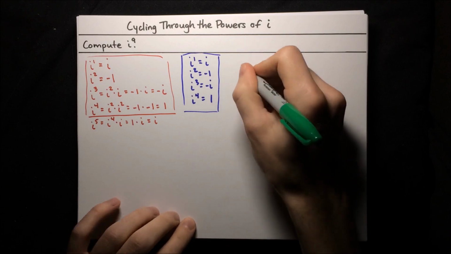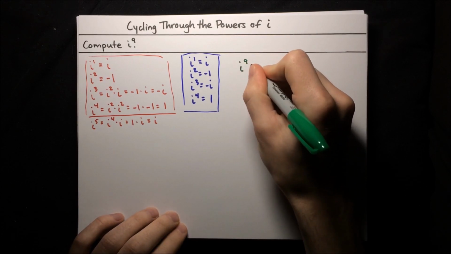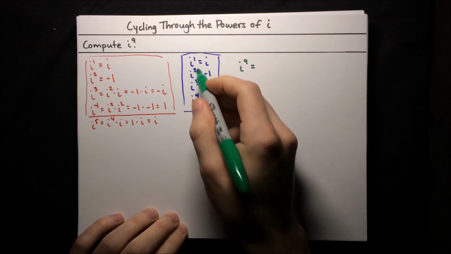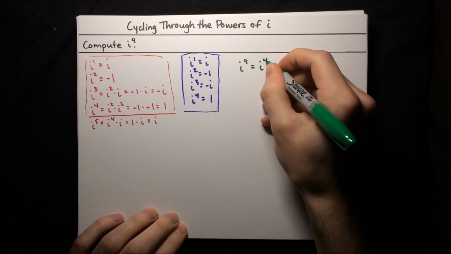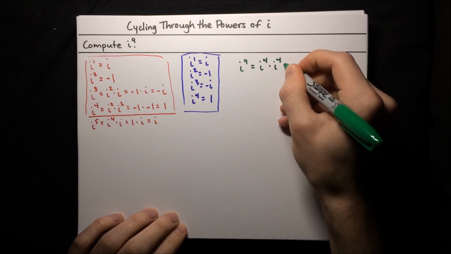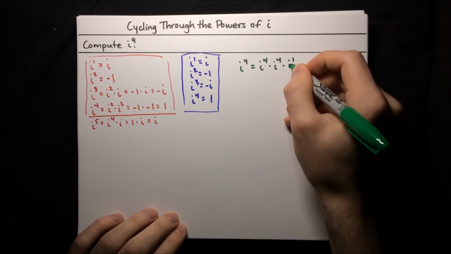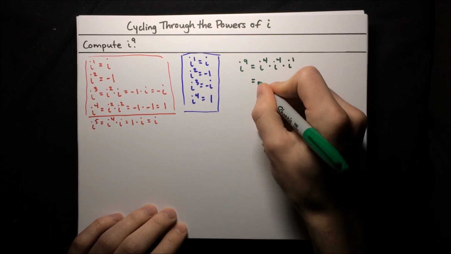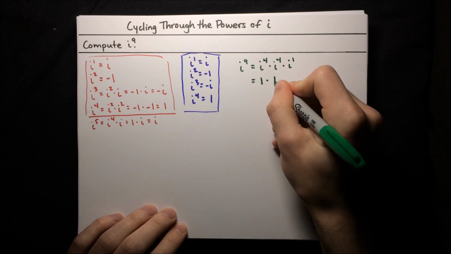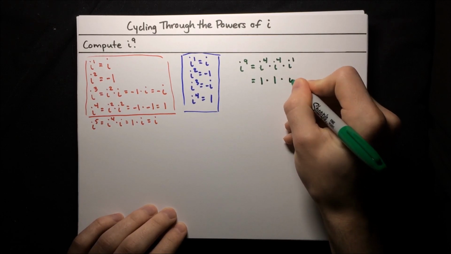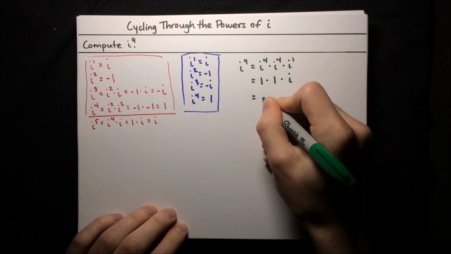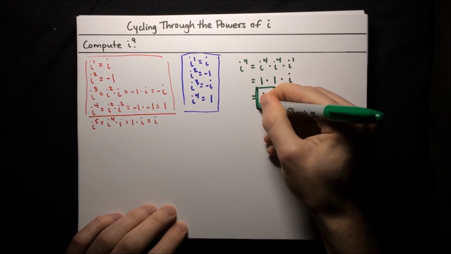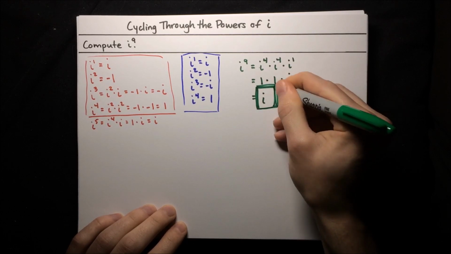To compute i to the ninth, we can just break that up. We can break 9 up into 4 plus 4 plus 1 using powers here. So that's i to the fourth times i to the fourth times i to the first. And we know what each of these powers of i are. i to the fourth is just 1. So this is just 1 times 1 times i to the first, which is just i. So the end result, i to the ninth, is just i. And that's it. So there is our final answer. i to the ninth is just i.